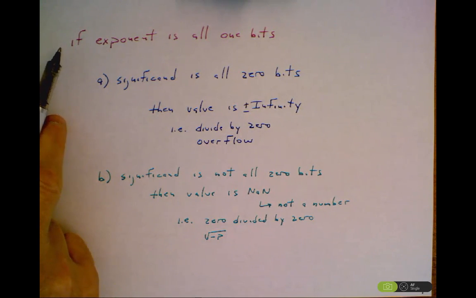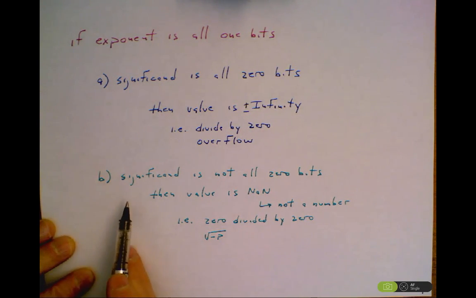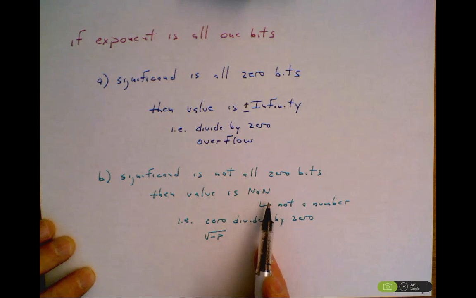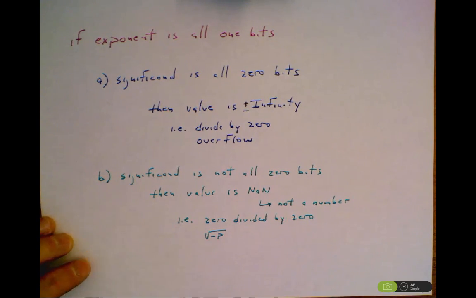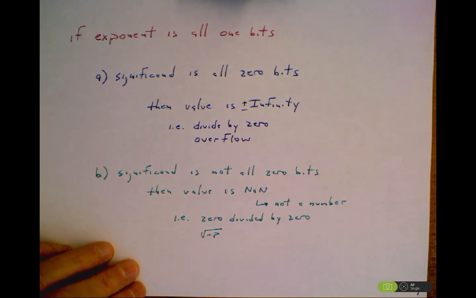However, if the exponent is all 1 bits and the significand is not all 0 bits, then the value is what we call a NaN, acronym for not a number. It's an error result basically, so 0 divided by 0 or square root of a negative number would probably be captured with a floating point bit pattern that indicates a NaN. And again, that's exponent all 1s, significand not all 0s. All right, so those are the special cases.